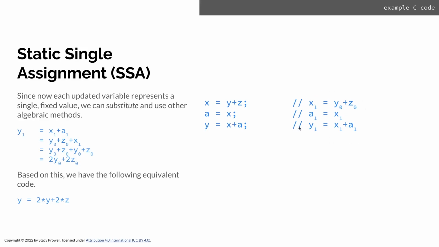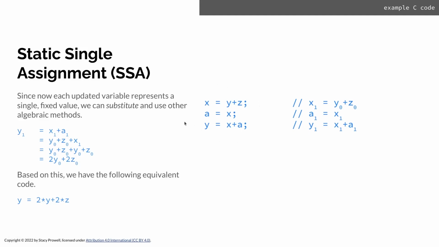This was particularly easy because nothing really gets overwritten very much, which is good. We want it to be simple. If we work through this, we'll see that we can do back substitution. y1 is x1 plus a1. x1 is y0 plus z0. a1 is x1. Those don't change, but this one is now y0 plus z0. And I wind up with 2y sub 0 plus 2z sub 0. And so this line of code down here basically tells me what's going on.